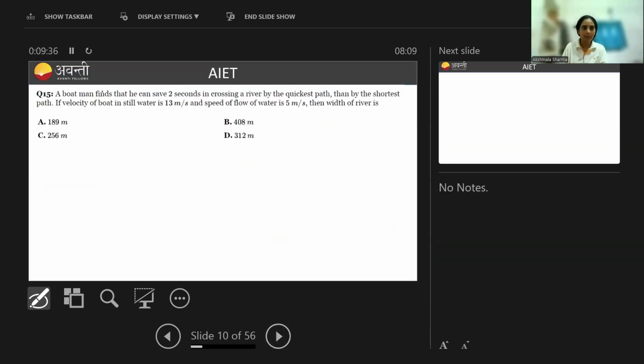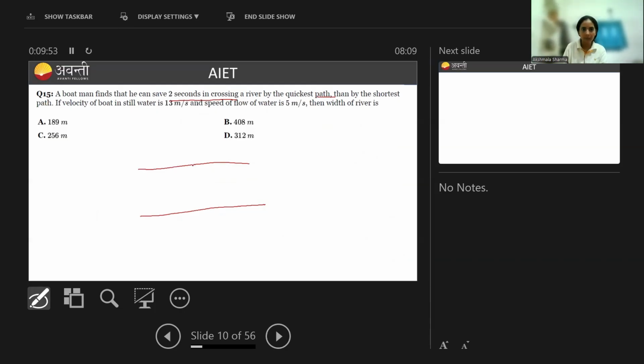Now, a boatman finds that he can save 2 seconds in crossing a river by the quickest path than by the shortest path. Now see, what is the concept of quickest and shortest path? So what is the shortest path?